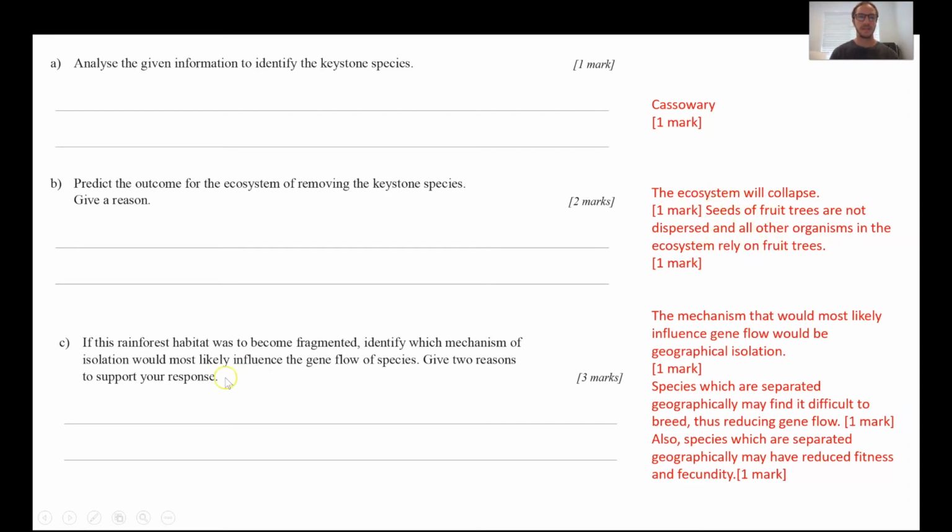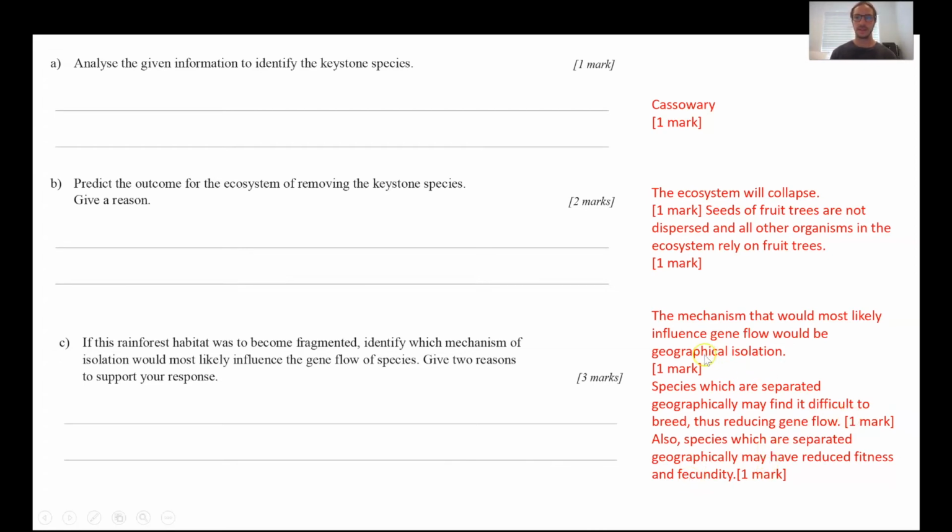If this rainforest habitat was to become fragmented, identify which mechanism of isolation would mostly influence gene flow. So the answer for this, we've spoken briefly about one type of isolation, and that was geographical. So that is the type of isolation that would affect species the most. Species which are separated geographically may find it difficult to breed, thus reducing gene flow. Also, species which are separated geographically may have reduced fitness and also reduced ability to reproduce.